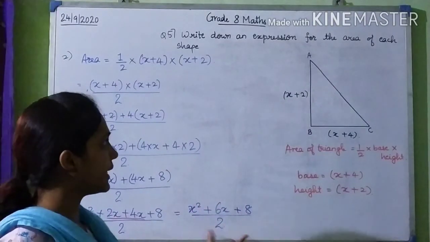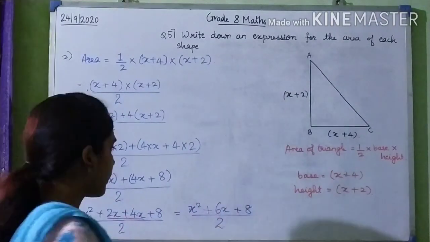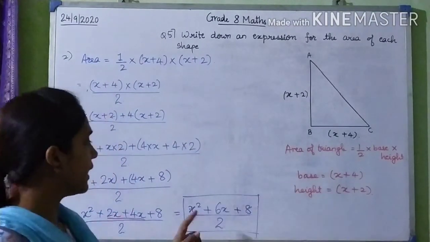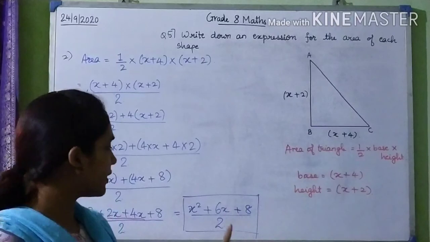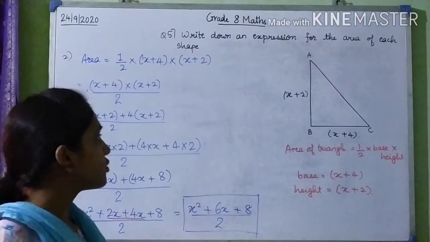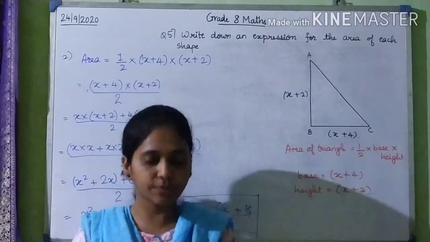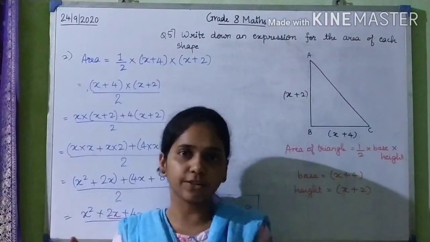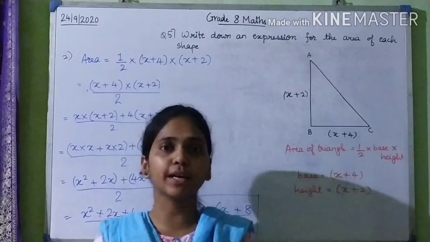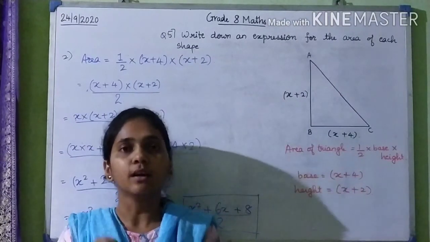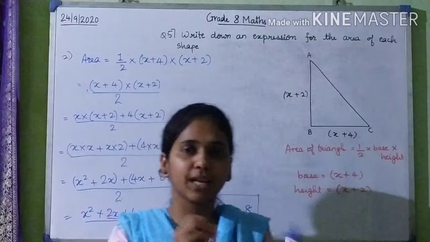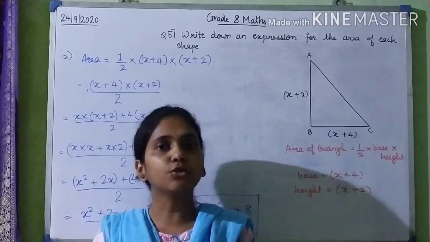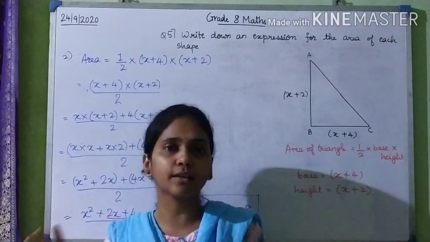So this is the area of this given triangle. Okay, so this is our final answer. So the area of the triangle is x square plus 6x plus 8 divided by 2. Okay, so in this way, in today's class we have seen how we multiply the two expressions given to us. To find the product of two expressions, whether there is a plus sign in between or a minus sign in between, the procedure is same. We need to multiply each term to the whole other expression.